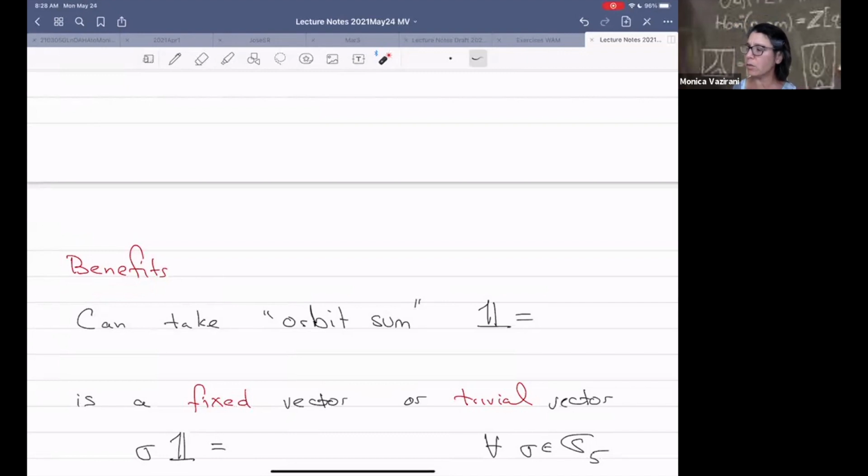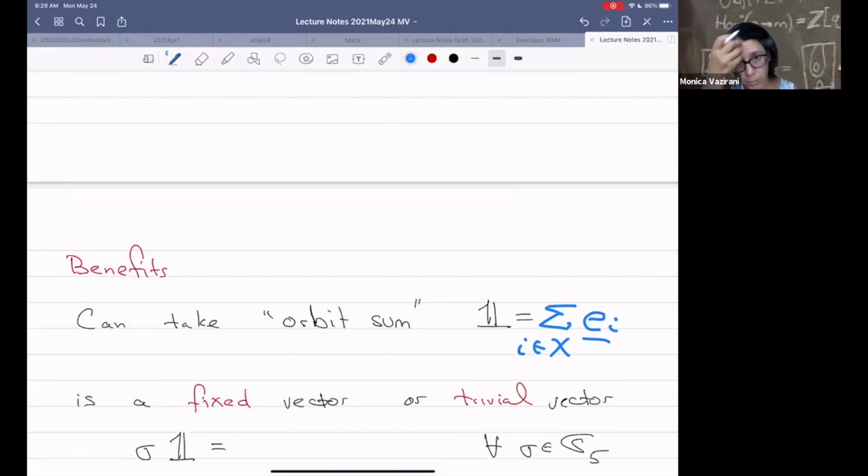So one thing we could do, well, we have G acting on the set X, we turned X into a vector space. We can take what I can call sort of the orbit sum, which I'm going to call bold 1. So we could take the sum over all i in my set X of these basis vectors e_i. And so that's a linear combination that we weren't allowed to do before with just set elements. This vector is now what I'm calling a fixed vector or a trivial vector. Okay, and so why do I do that?